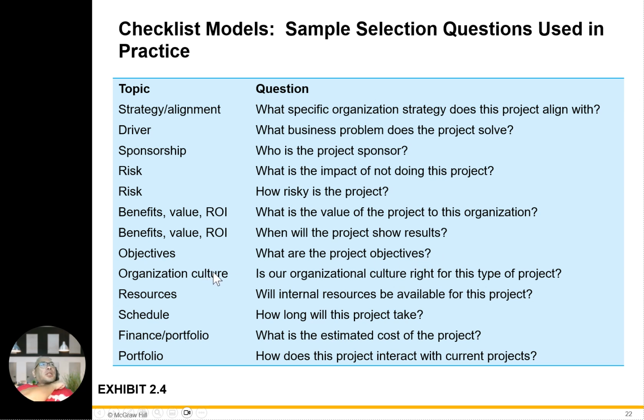In terms of objective, what are the project objectives? In terms of organizational culture, is the culture right for the type of project? Resources: will the resources be available for this project? Schedule: how long will it take? Finance: what is the cost of the project? And profit: how does the project compare with the current projects?